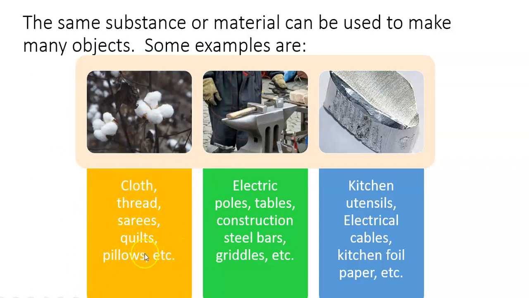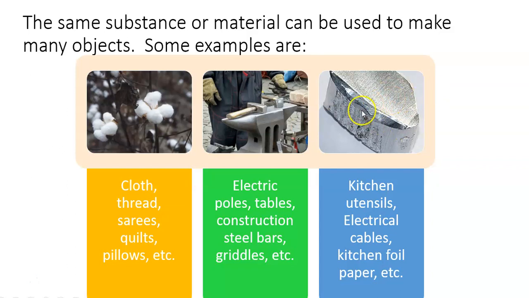Just a minute. These many things: cloth, thread, saris, quilts, pillows, etc. There are many items which we can make using cotton. The second one we have is iron. Now again the same substance can be used to make electric poles, tables, construction steel bars and griddles. Griddle means a tawa.